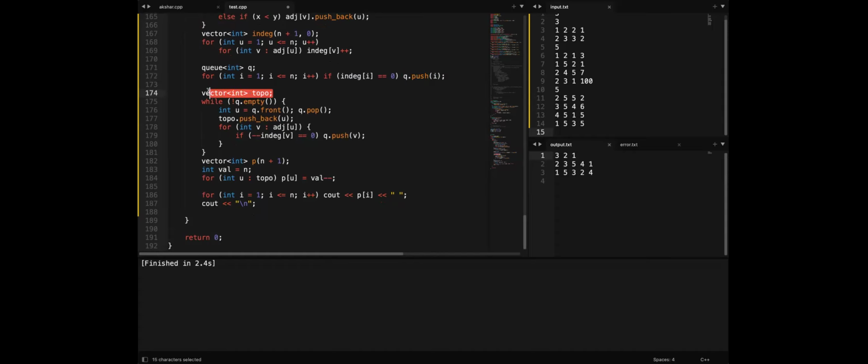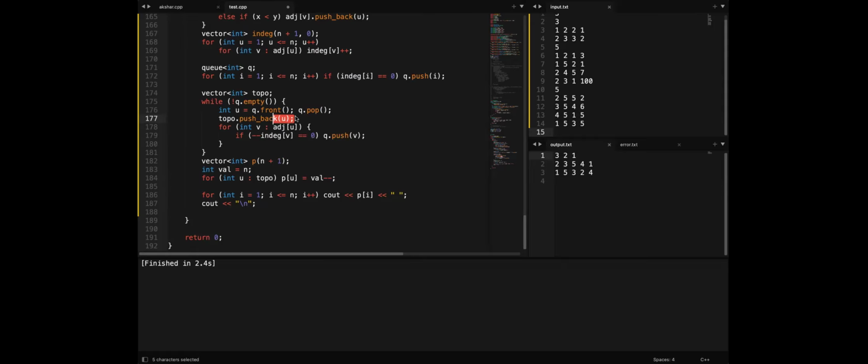Now this is our topo vector. So while queue is not empty, you will get front, and then you will pop. And what is this front? Which has in degree as 0. Okay, so your queue will always contain that node only which has in degree as 0. Okay, now you will push this node to topo because this is largest as of now, because you already know what I told you.